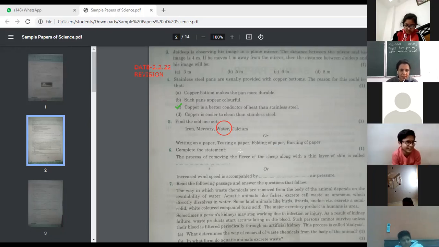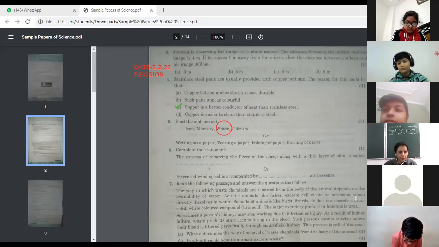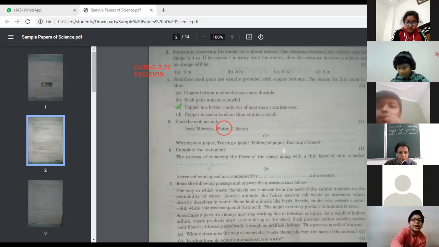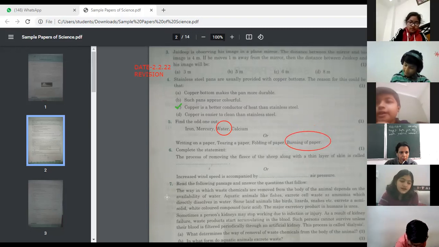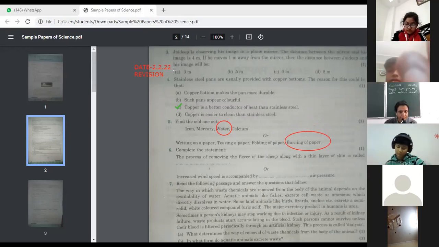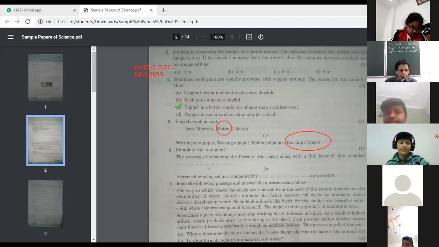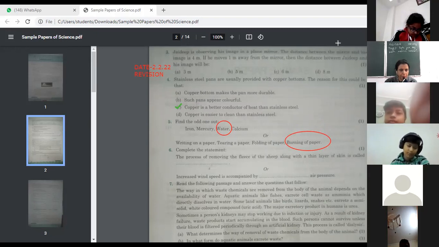Writing on a paper, tearing a paper, folding of a paper, burning of a paper. Which one is the odd one out? Burning of a paper. Ma'am, burning is a chemical change. Reason? Ma'am, burning of a paper is odd because it is a chemical change. In writing, tearing and folding of paper only the shape changes, but the paper is the same substance, while in burning of paper a new substance is formed.